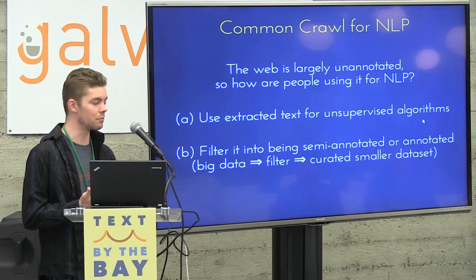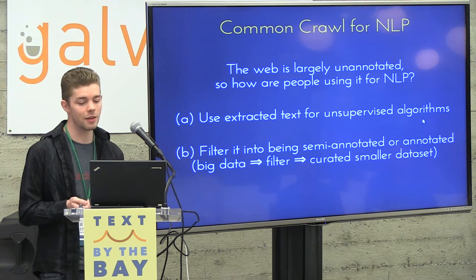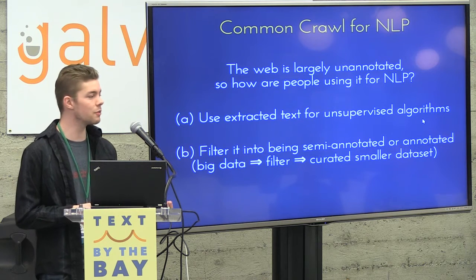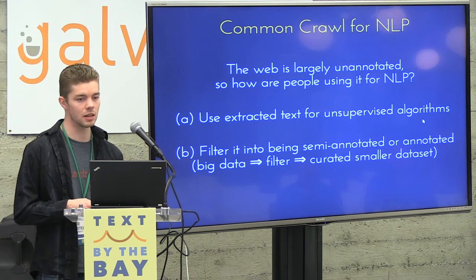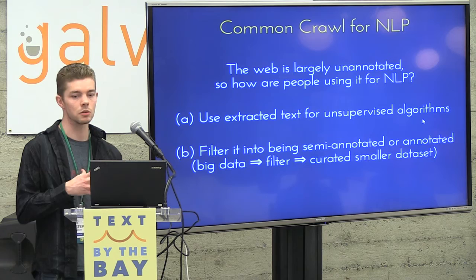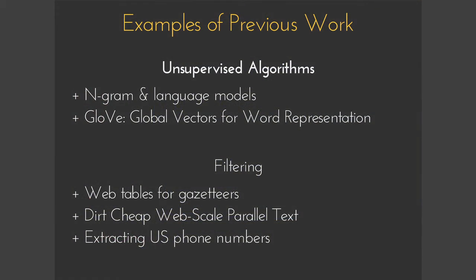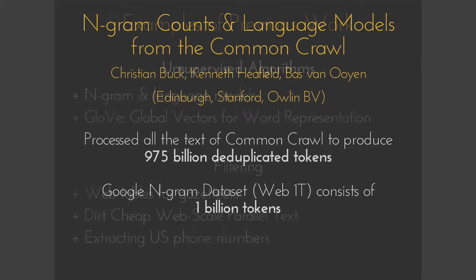Now, the issue is that performing that filtering and getting a high level of precision is usually quite a lossy process. But here you have the advantage of the fact that we have such a big data set to start with. Even if we filter it immensely, we still end up with a smaller data set that's still gigabytes or terabytes in size. So I'm going to be looking at a few different examples. The first is Ngram language models and also GloVe.